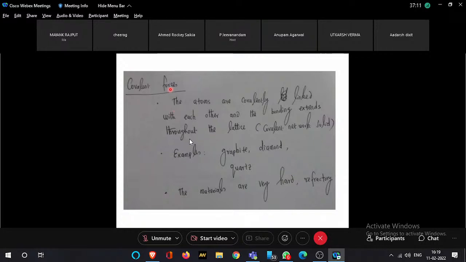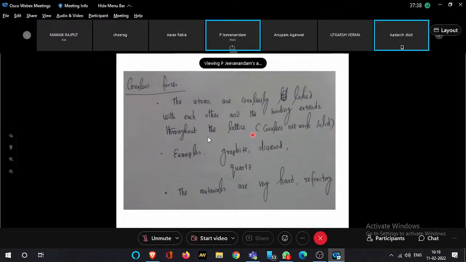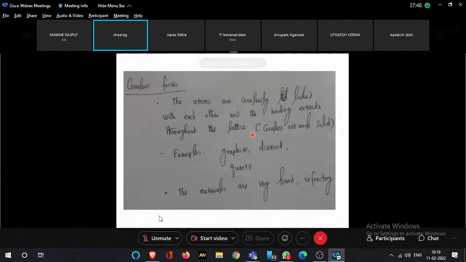Now, covalent forces, basically you have the atoms covalently linked with each other, and the bonding extends throughout the lattice. Now I have to ask one question here. Does anybody know what is meant by lattice? Yes, sir. The structure, molecular structure. It is a spatial arrangement of an atom. Very good. Spatial. Then what is the difference between a unit cell and a lattice? So lattice is made up of units. Lattice is a collection of unit cells.